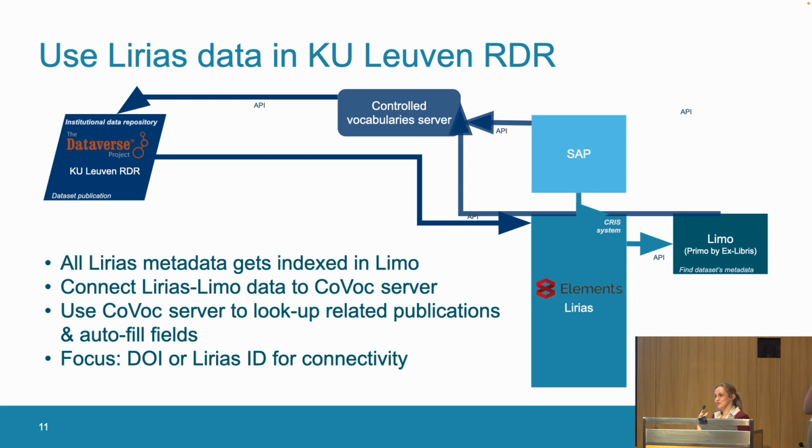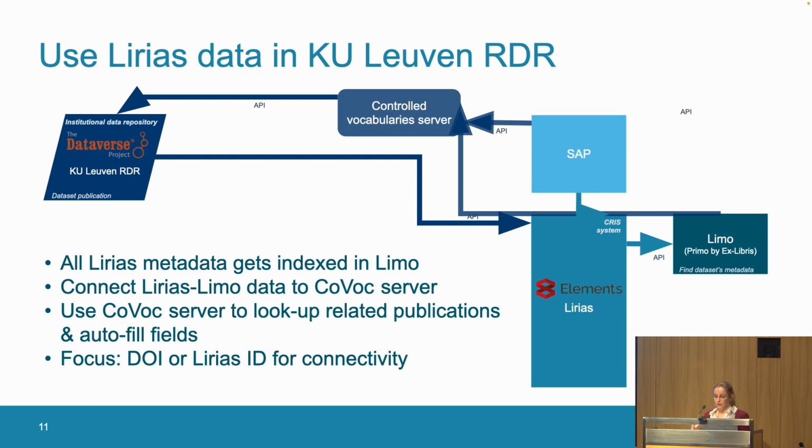Basically, the next step was to also make it work in the other direction, because there are a couple of fields on data sets that you need to fill in that require metadata that are already present in Elements. For example, if you fill in a related publication, you have to provide the DOI or a citation, and a citation can be created with the metadata that is in Elements. So that's what we did.